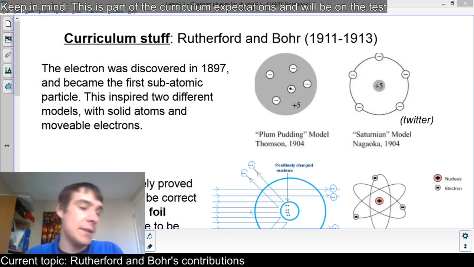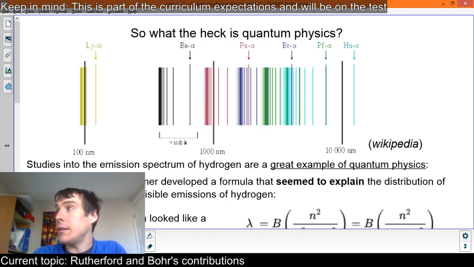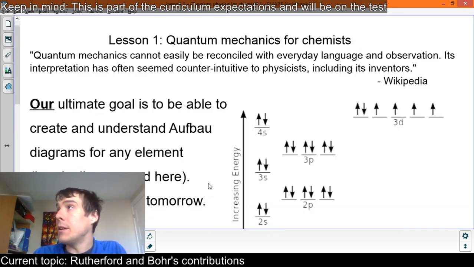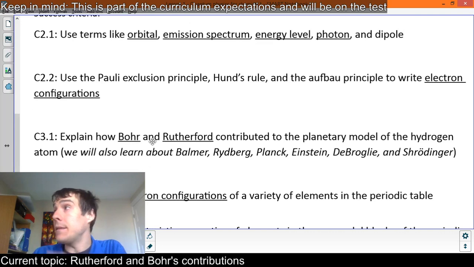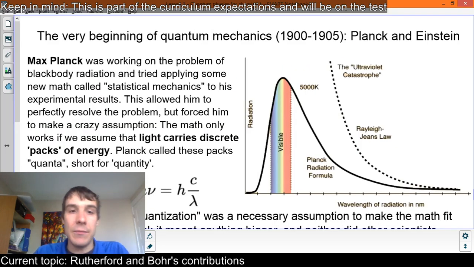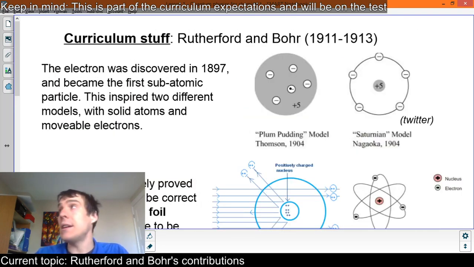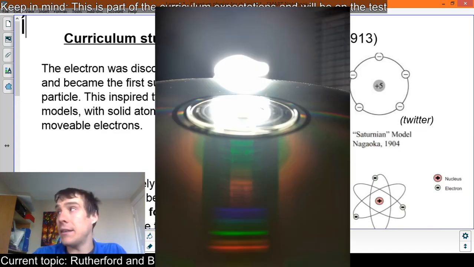Okay, so I fixed stuff up. This brings us to Rutherford and Bohr. This is actual curriculum stuff. If we go back to what you're supposed to know down here: explain how Bohr and Rutherford contributed to the planetary model of the hydrogen atom. So this stuff is actually important for the test. Everything here is actually important because of the theoretical background. I can't really talk about Bohr without taking you through what the heck this means.